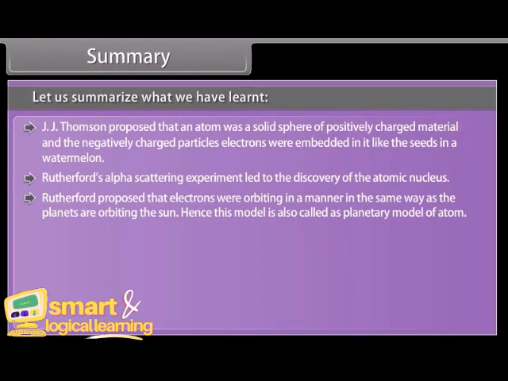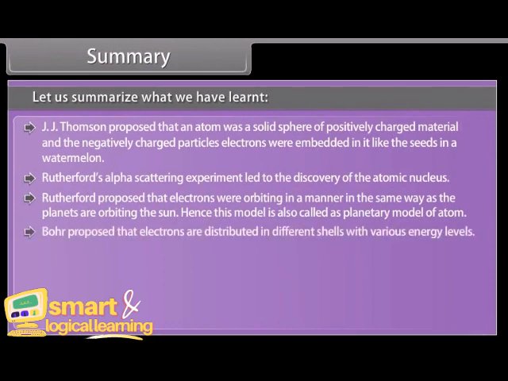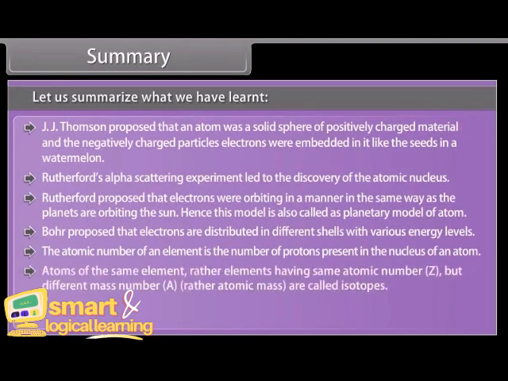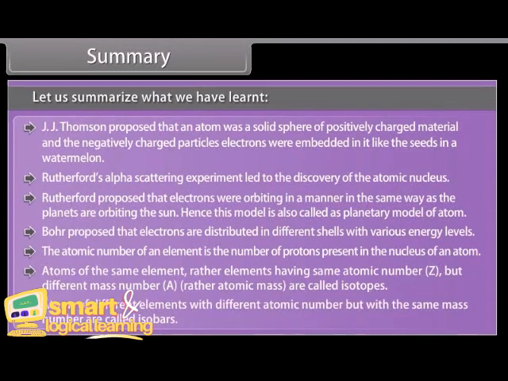Hence, this model is also called the planetary model of the atom. Bohr proposed that electrons are distributed in different shells with various energy levels. The atomic number of an element is the number of protons present in the nucleus of an atom. Atoms of the same element, rather elements having the same atomic number Z but different mass number A, rather atomic mass, are called isotopes. Atoms of different elements with different atomic numbers but with the same mass number are called isobars.